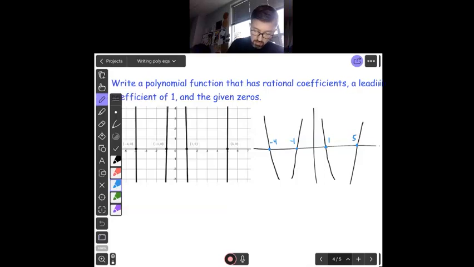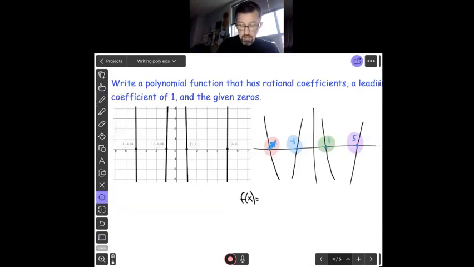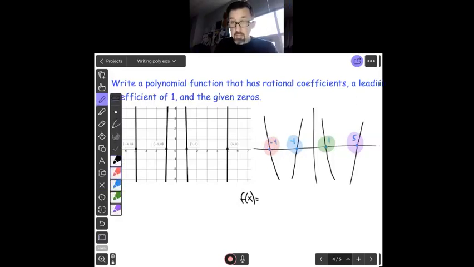So again, each one of these is going to get a factor. What do we have to remember to do when we write the factors? How do we write x minus 4 as a factor? Or sorry, how do we write minus 4 as a factor? So we gotta change the sign. Yep. What else do we need though? What should it look like? When we write the factors, when we write the function in factored form, what should we see a bunch of?